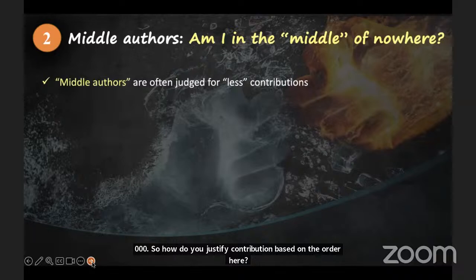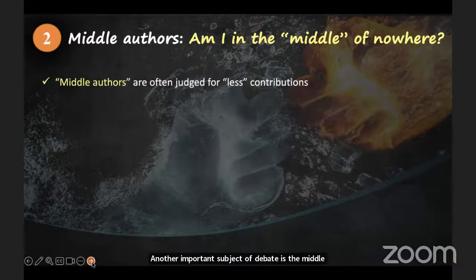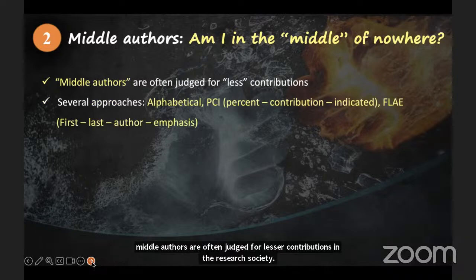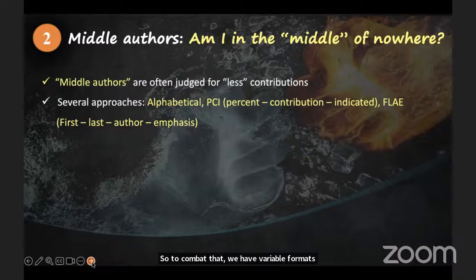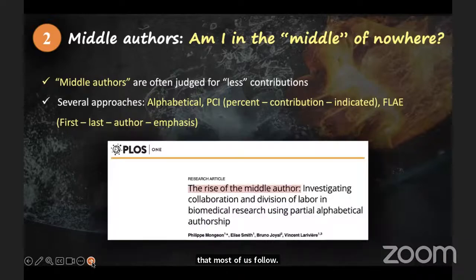Another important subject of debate is the middle authorship. Honestly, there have been times when my contemporaries have approached me and said, I'm just a middle author. Why should I even be a part of it? Because middle authors are often judged for lesser contributions in the research society. So to combat that, we have variable formats available. Authorship order can be alphabetical. It can be based on percent contribution indicated, or the FLAE approach, that is the first-last author emphasis that most of us follow. So this proves that there is no particular order which is the right order.